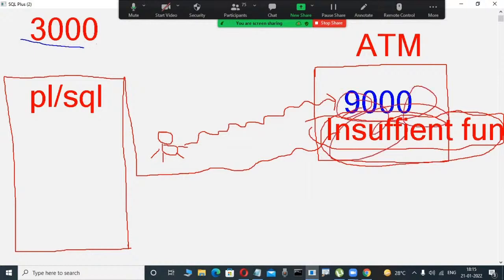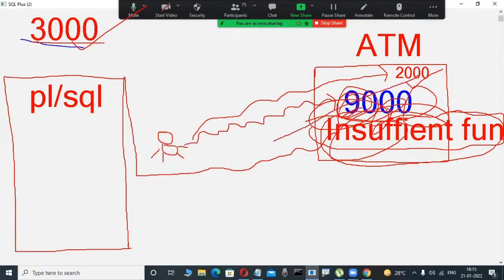Again, another scenario. For example, my balance is 3,000. Suppose I am inserting an ATM card. Now I try to withdraw 2,000 rupees, for example. Now it is possible. Why? Because here my balance is 3,000. I try to retrieve 2,000, which is less than 3,000. That's why this withdrawal is possible. We are withdrawing 2,000 in this example.